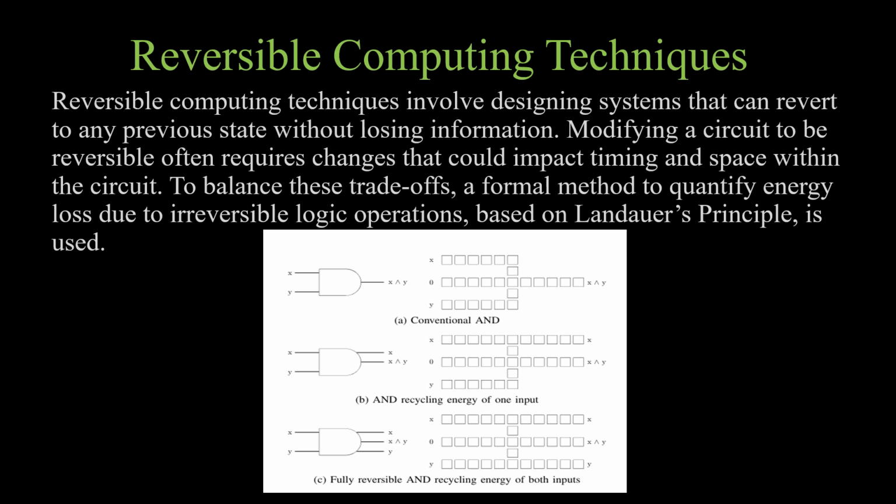So in this image, there are three different versions of an AND gate and how each manages energy recycling of inputs. First one is the conventional AND gate. This is the standard representation of an AND gate where two inputs X and Y produce an output X and Y. The output is true only if both X and Y are true. This diagram shows the basic function without any energy recycling features.